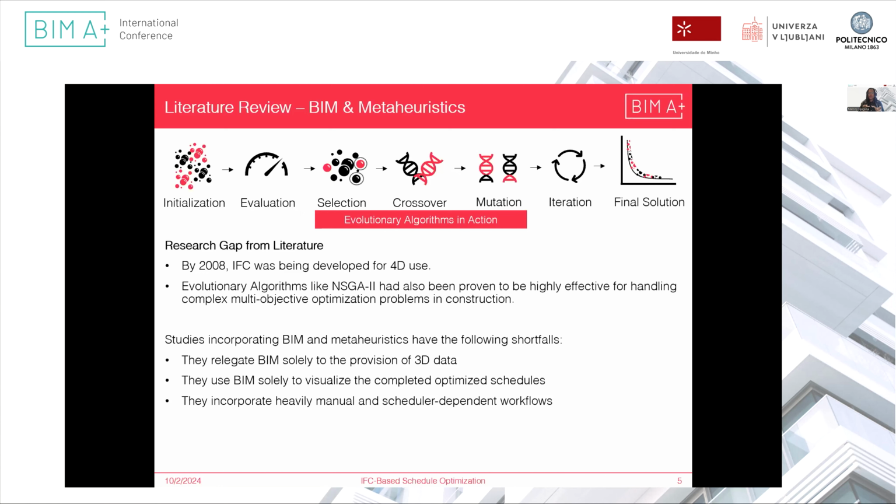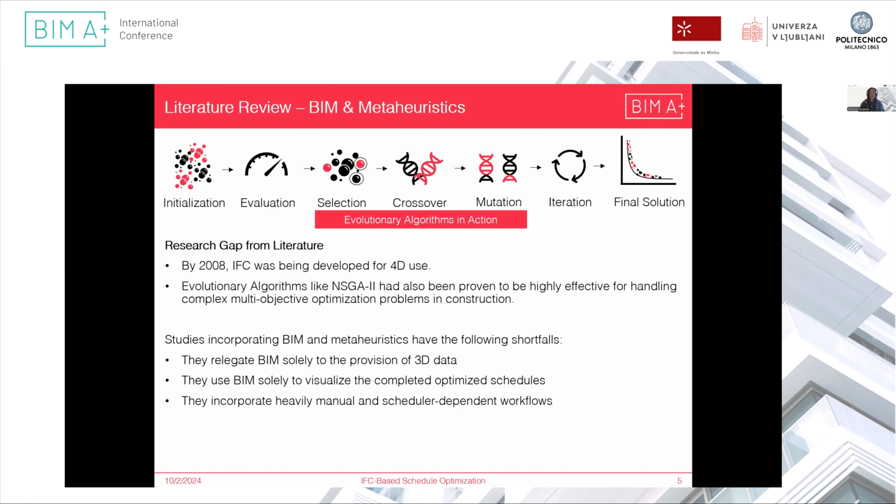Once the number of children has reached the same number as the initial population, this process is done again and again until the specified number of generations. The final solution is usually presented in the form of a Pareto optimal set that you can see there. And this Pareto optimal set shows the optimized solutions.